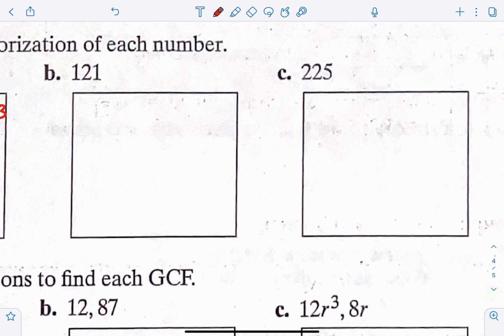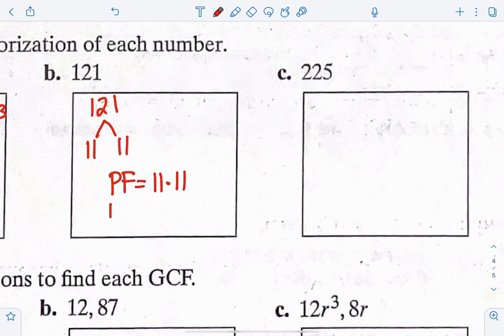All right, so hopefully what you did for 121 was test all your numbers starting at 2 for primes. 2, 3, 5, 7, and none of those worked. But 11 worked. 11 times 11. So then you're done because those are both prime numbers. So you would just say prime factorization equals 11 times 11. Prime factorization equals 11 to the second power because there are 2 of them.